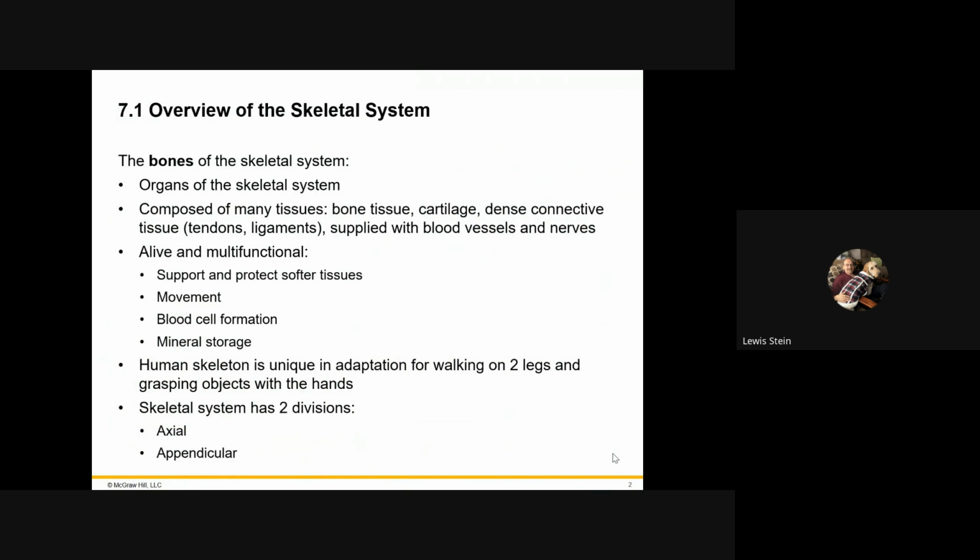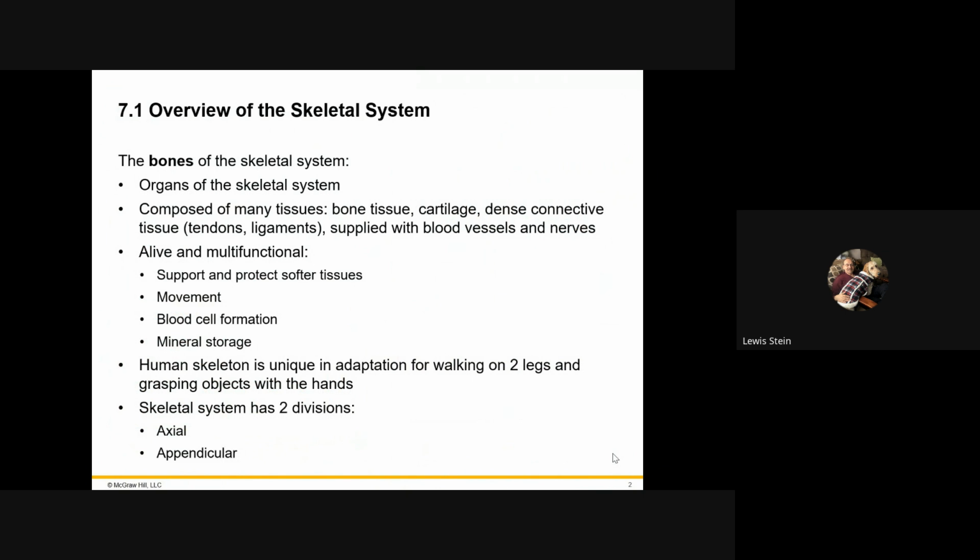It's integral in all of these processes. You're going to get sick and tired of seeing calcium levels. They are just so terribly important. We store all that calcium in bone. The vast, vast majority of the calcium that we have is stored in bone.